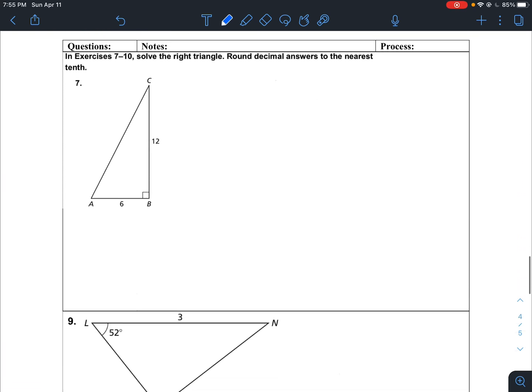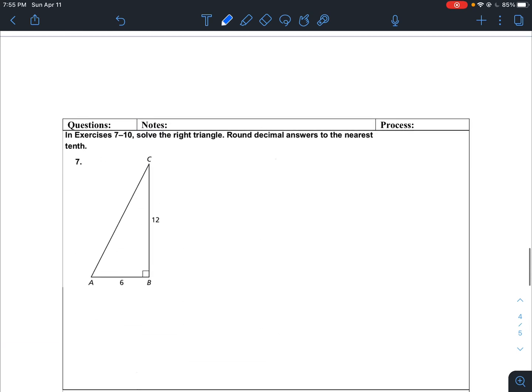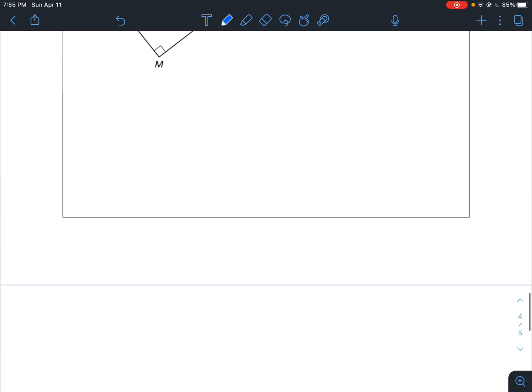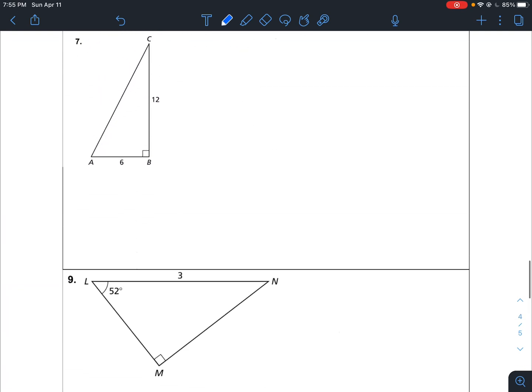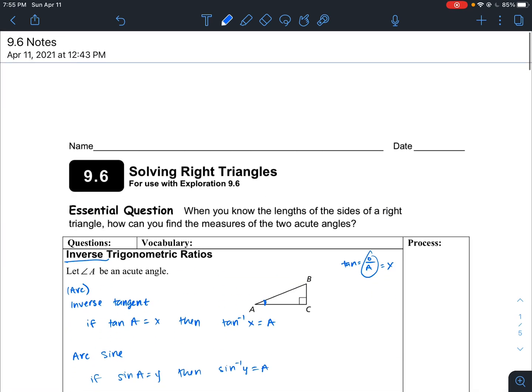So I want you guys to go ahead and try and do these techniques from examples 3 and 4 with these examples here. Just notice here that I have 2 side lengths. Here I have an angle and a side length. Okay. Alright, now that should pretty much wrap it up for 9.6.